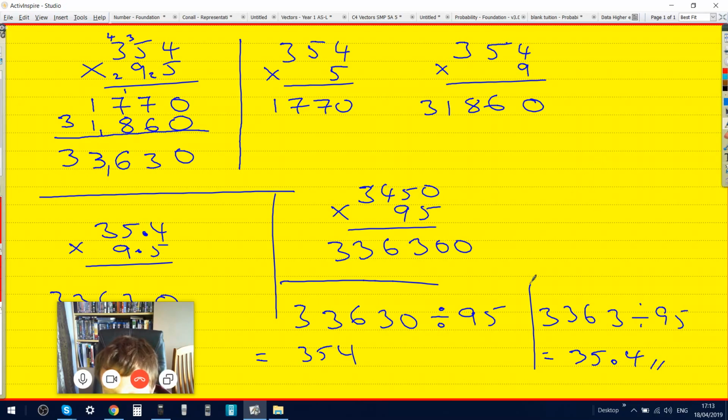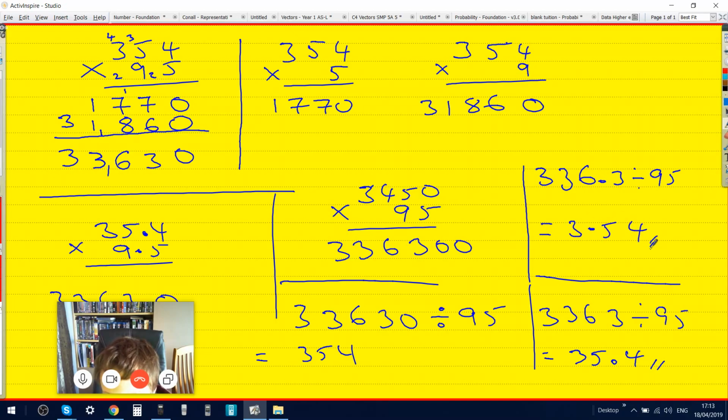Or let's take it even further. What would be 336.3 divided by 95? So wouldn't that be 3.54? Correct. Great. So you can use the answer to get the question.